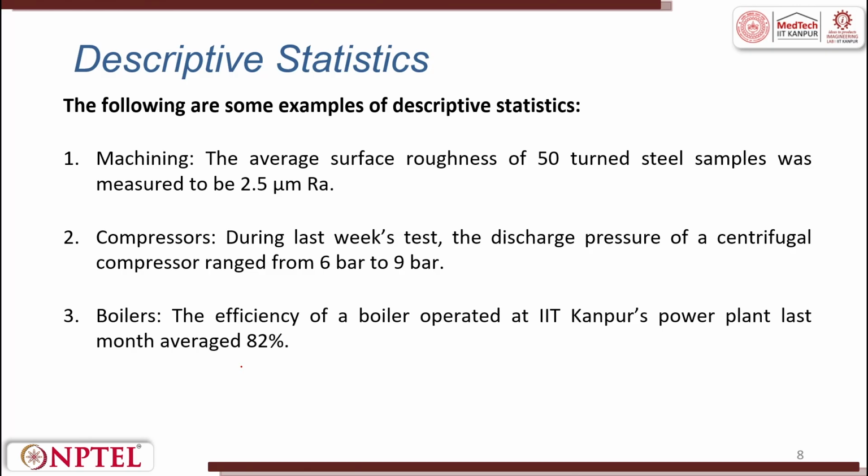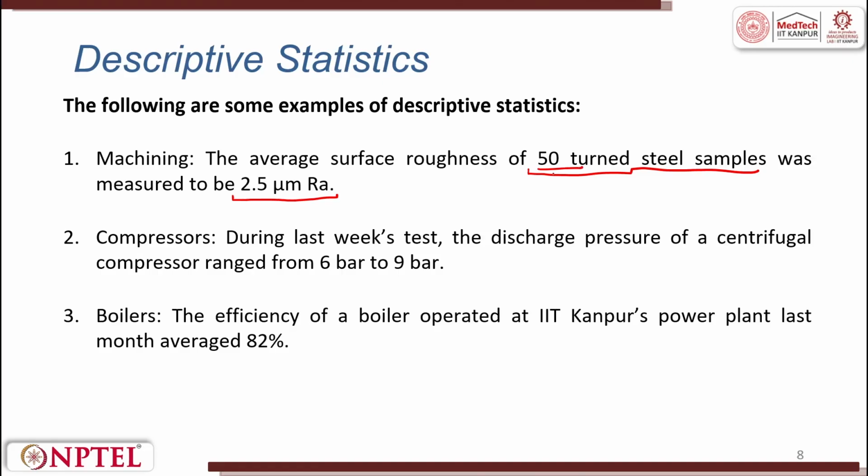Some of the examples of descriptive statistics in machining. See the statement: average surface roughness of 50 turned steel samples was measured to be 2.5 micrometer Ra. That is, surface roughness is the parameter. I will call it the response parameter that has been taken from specific observations. What is the number of observations? 50 turned steel samples. And what is the final average value? That is 2.5 micrometer Ra. We are just reporting it. We are just describing the data. Nothing is an inference out of it.